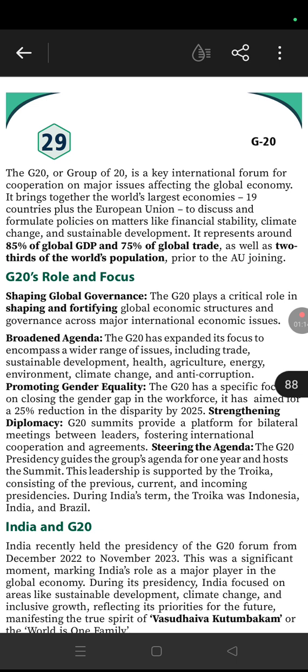What we can write is it consists of 2/3 of world's population, 85% of global GDP and 75% of global trade. Here we can remember two of data, any one of the data among this two, and 2/3 of world's population.